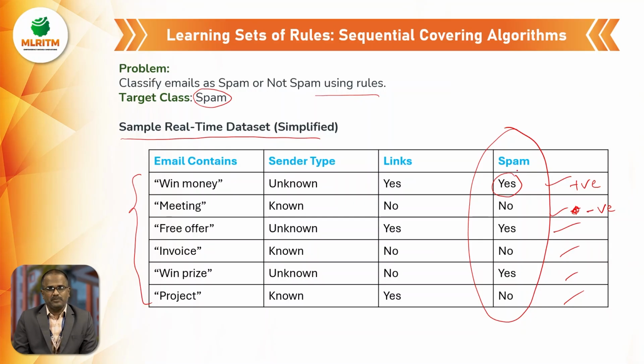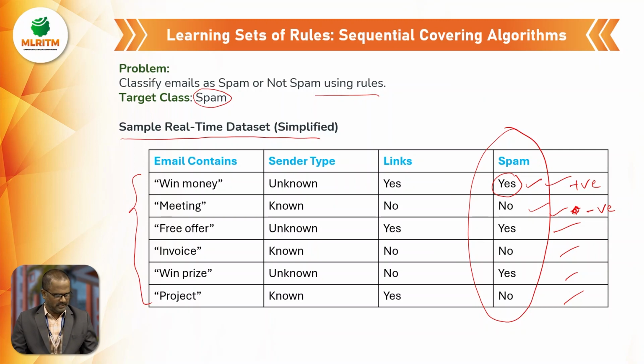First of all, we need to understand what is meant by a positive example and what is meant by a negative example. Positive example means spam. Negative example means not spam. So, this is the data set. By understanding this data set, a machine can learn sets of rules.